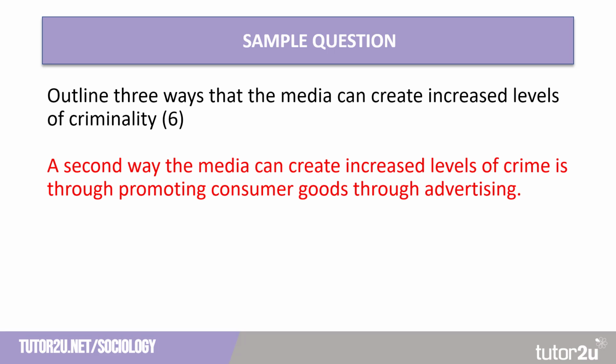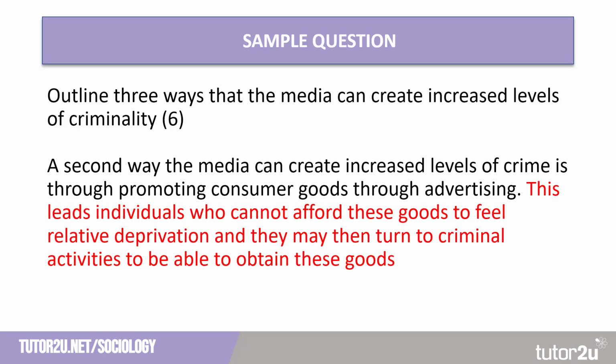Our second example, a second way the media can create increased levels of crime is through promoting consumer goods through advertising. However, there are obvious links there with criminogenic capitalism. So we developed this idea of advertising, obviously by the media. This leads individuals who cannot afford these goods to feel relative deprivation, and they may then turn to criminal activities to be able to obtain these goods. So again, we've talked about the role of the media and how it has led to an increase in crime.